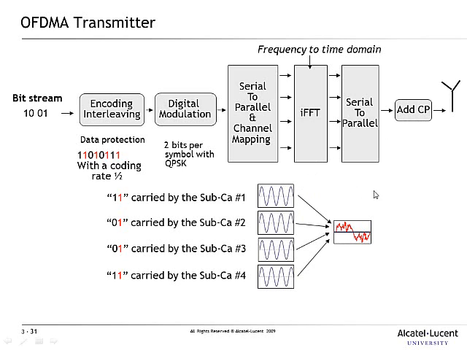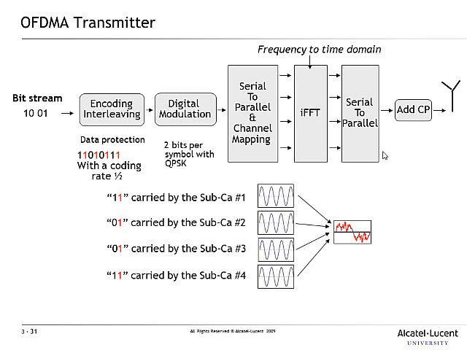And then the last thing we do is we add this cyclic prefix, which is added to overcome the effect of multipath, and then the signal is transmitted. So these are the basic building blocks. Okay, the actual system is far more complex than this, but you can think of these as the basic building blocks of an OFDMA transmitter.